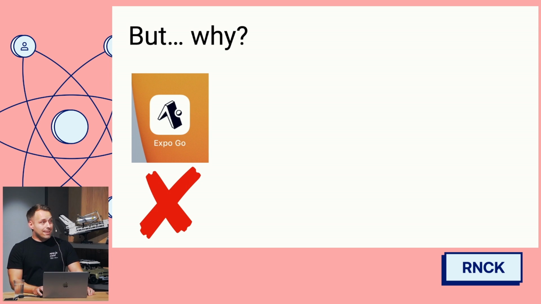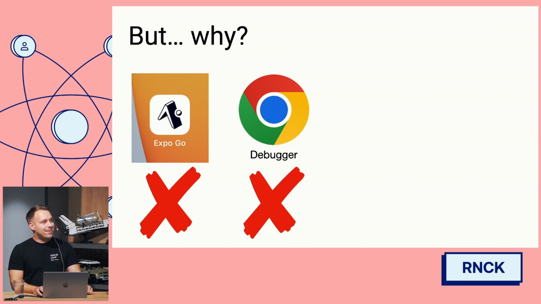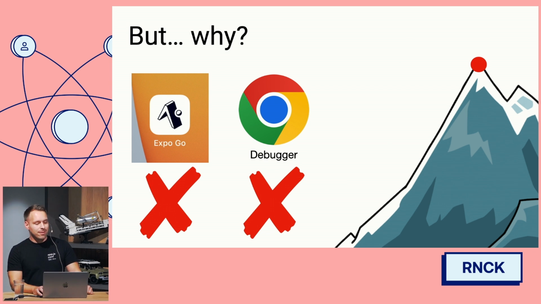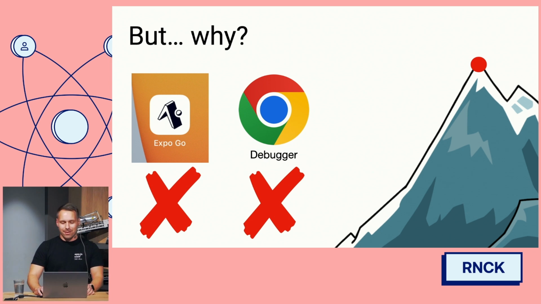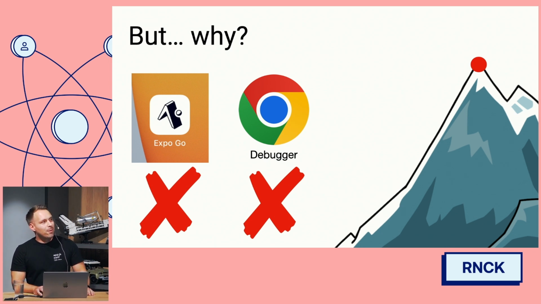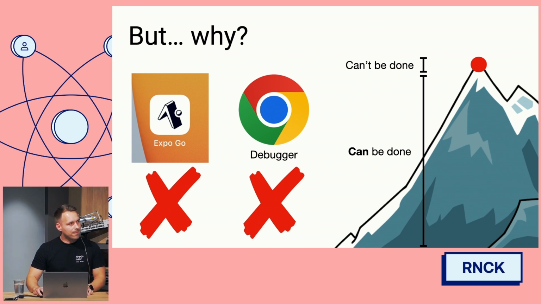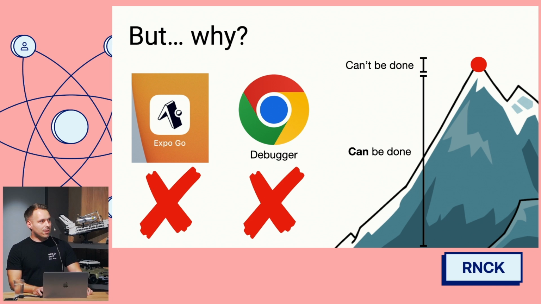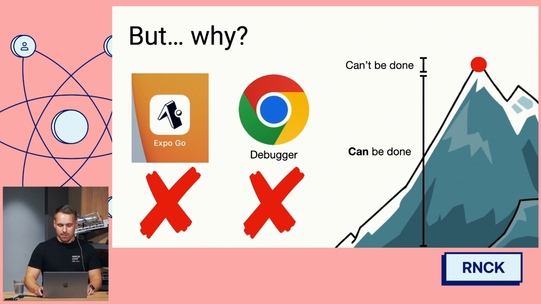But people asked, why? Why can't I run it in Expo? Why can't it run in the Chrome debugger? Because for me, Unistyles is like a mountain. On the peak, you have what I can support, what can't be done is here. But I'm focusing on what can be done. And with the new architecture, I can do more.